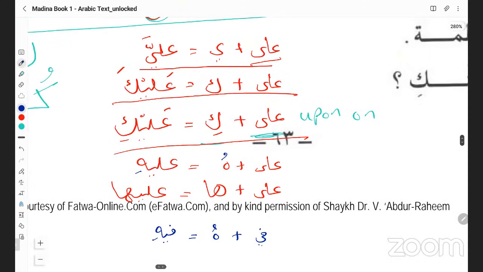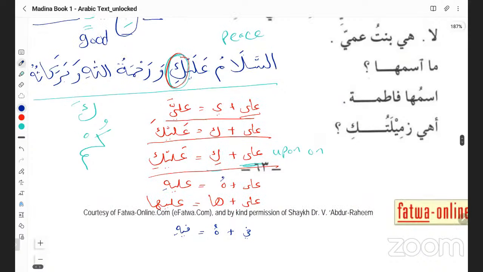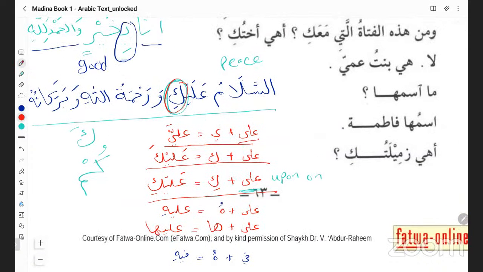So these are the concepts that we have done so far in the lesson. Assalamu alayki, peace be upon you. Wa rahmatullahi, and upon you be rahmatullah, the mercy. So rahmah is mercy. And we know this is a mudaf ilayhi construction because you see only one case ending, and we say kasra, the mercy of Allah.